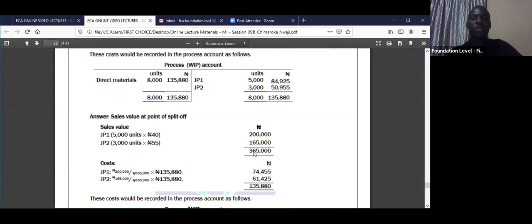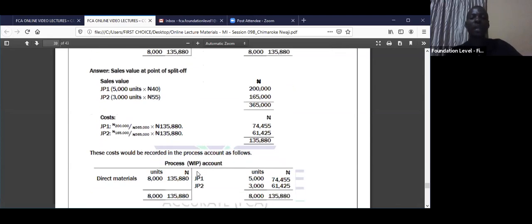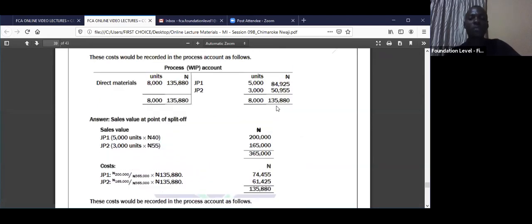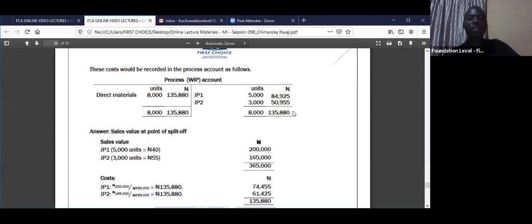So what is the cost we want to apportion? 135,880. So you say the sales value for JP1 divided by the total sales value, multiplied by the cost you want to apportion. The same thing with the other one. And when you are recording it, you'll be using the sales value method. So look at the cost apportioned now. When you apportion cost with sales value, it is different from when you apportion cost with unit cost. So you see the process costing is different.